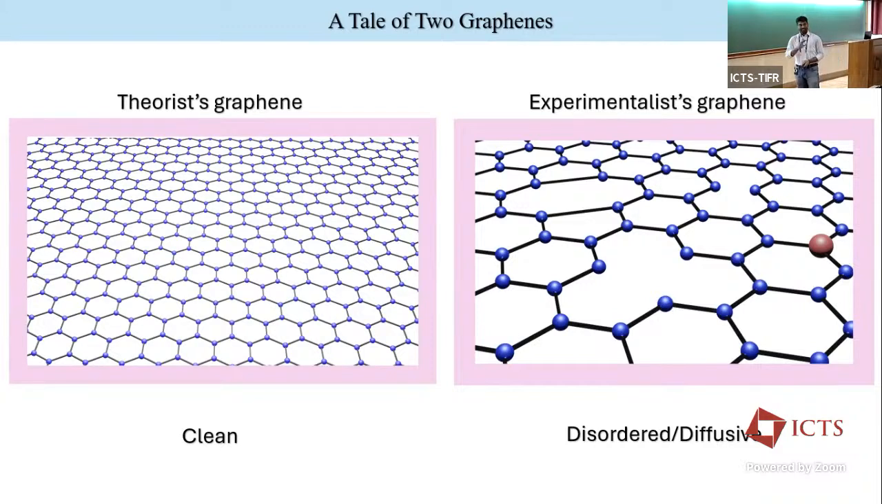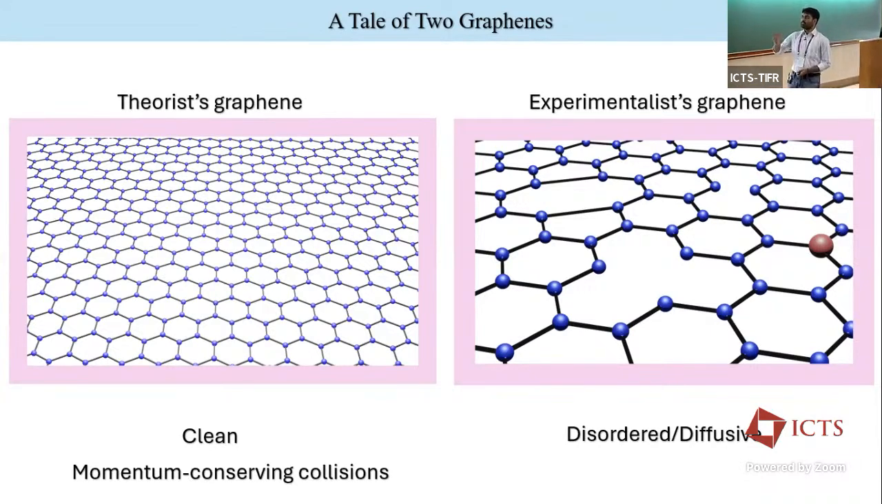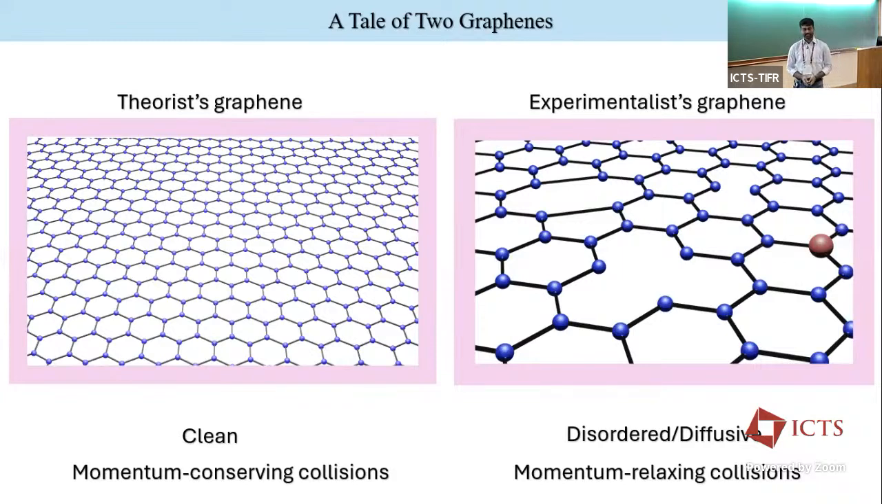The main difference in physics in these two kinds of systems is that a clean electronic system can host momentum conserving collisions, such as electron-electron collisions. The same sort of momentum conserving collisions are not found in a disordered system because they get suppressed by electron-impurity scattering and electron-phonon scattering, which are momentum relaxing collisions.